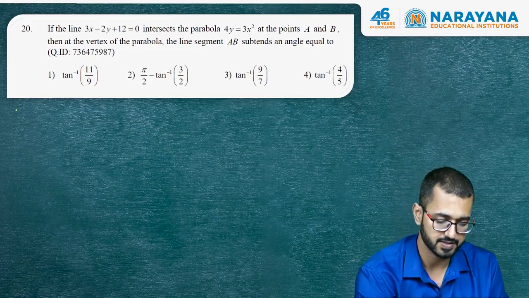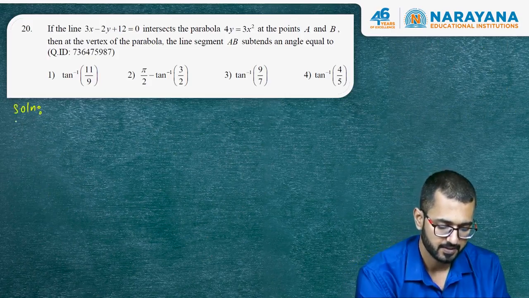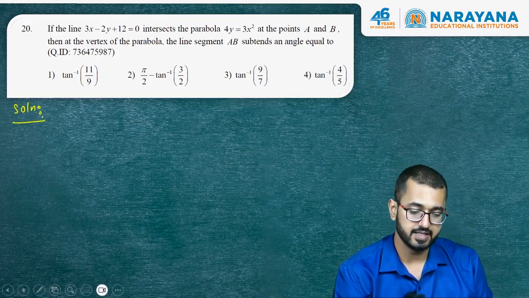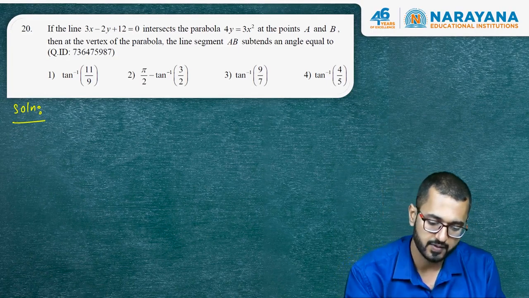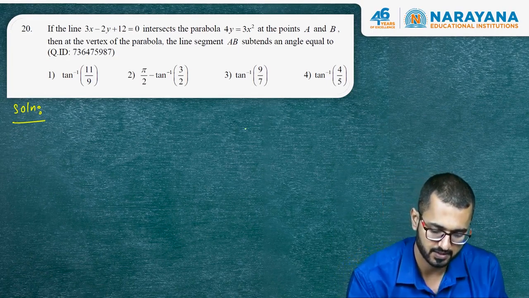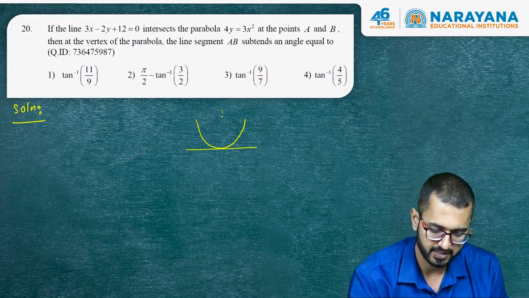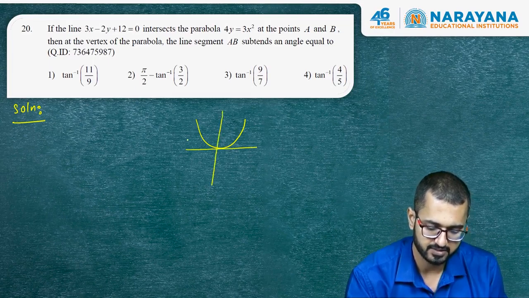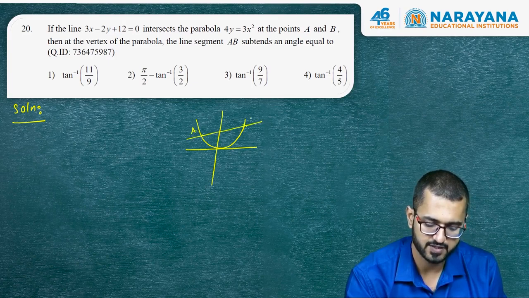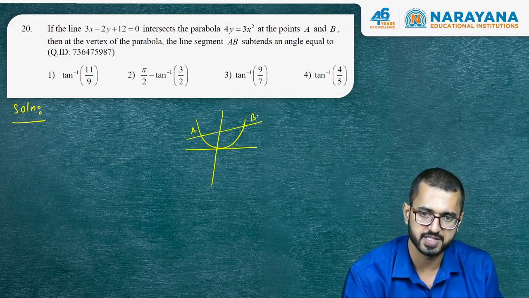Coming to this, question number 20. Now what's there? This line intersects the parabola 4y equal to 3x square. So this parabola is like this, and then we have a line here. It intersects the parabola at 2 points A and B, right? So you can take it like this. This diagram is just for the reference purpose, not to scale.